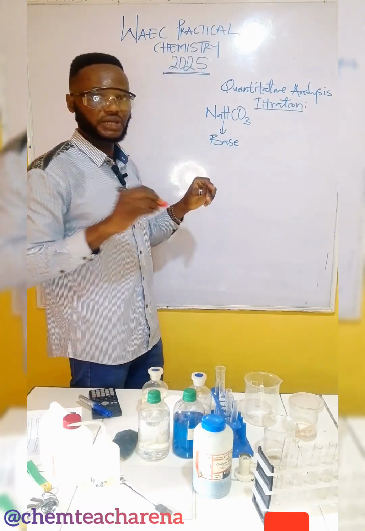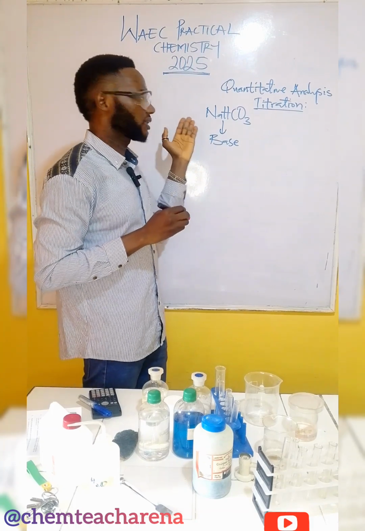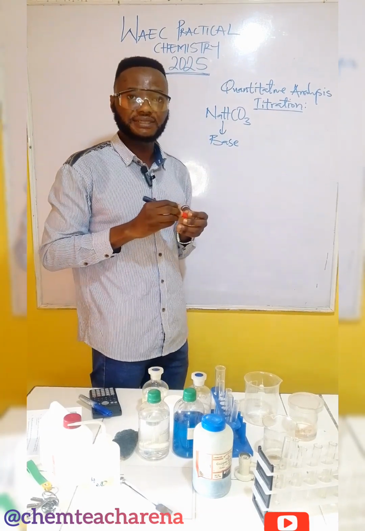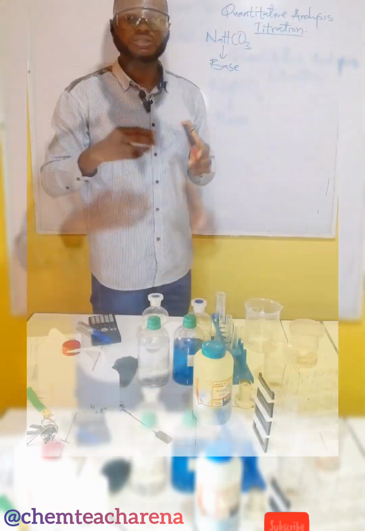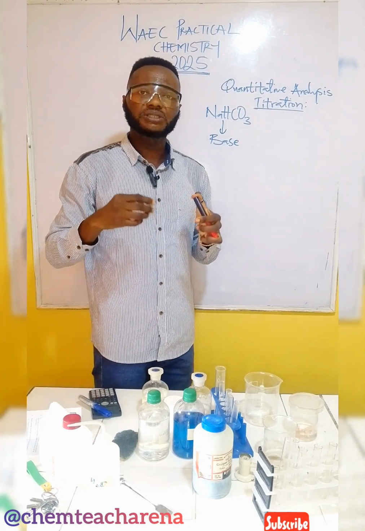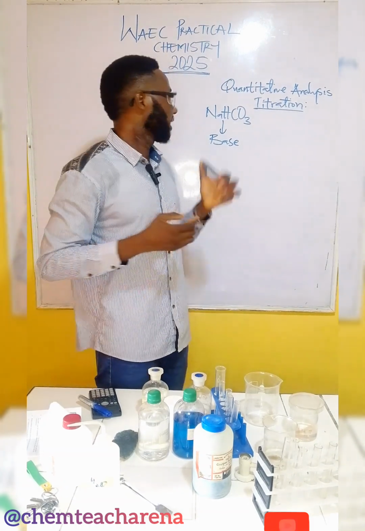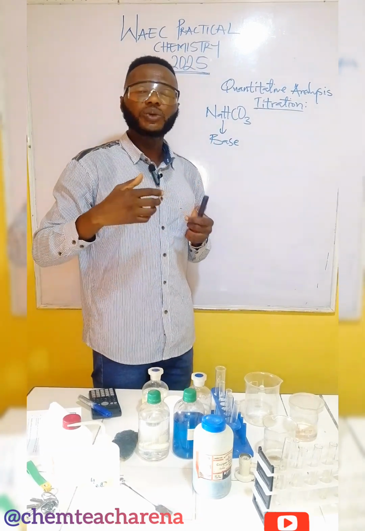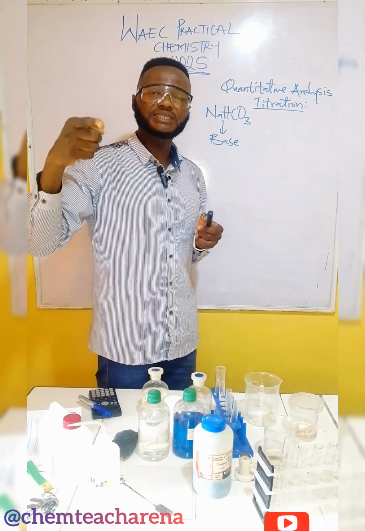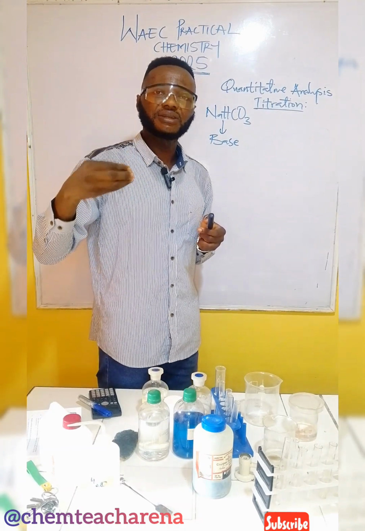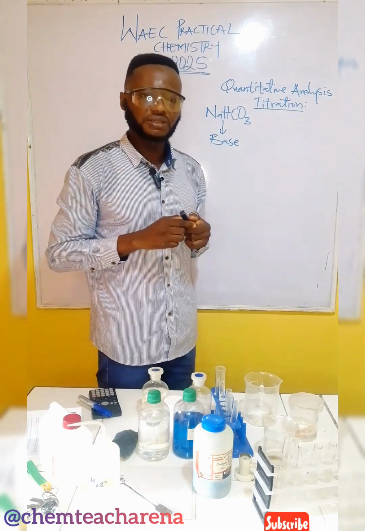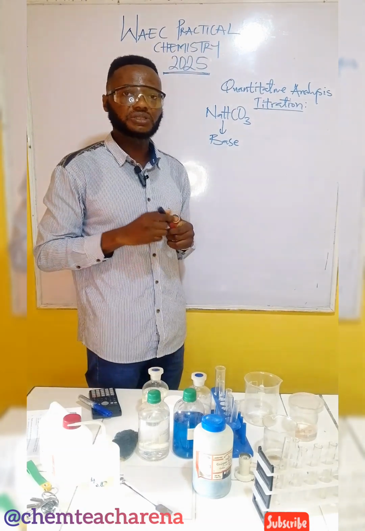Now for that number 3, they can ask you what type of salt is this. This is an acidic salt. Acidic salt is formed when there is insufficient base to neutralize the acid, or acidic salt is formed when the hydrogen ion of the acid is partially replaced by a metal. That is how acidic salt is formed.